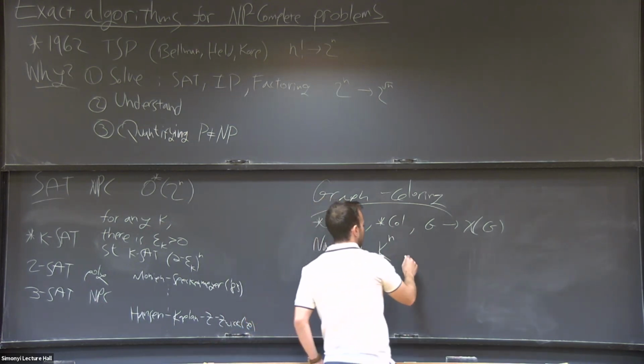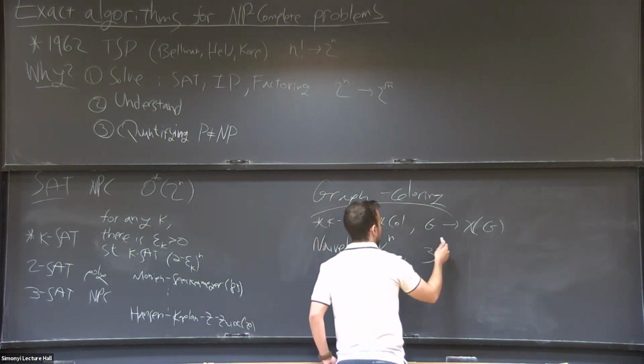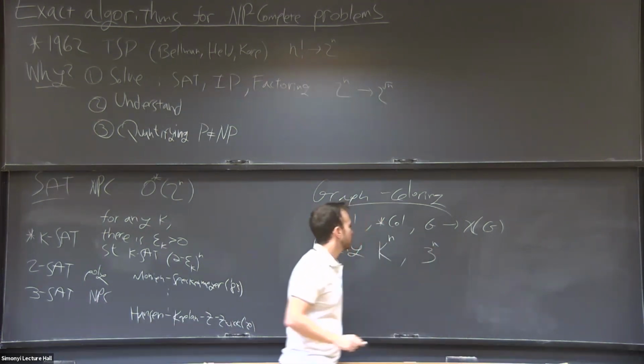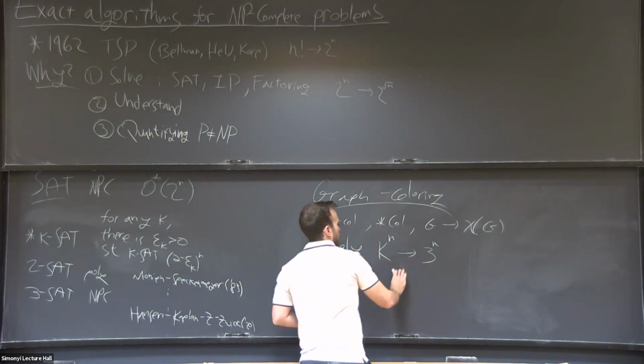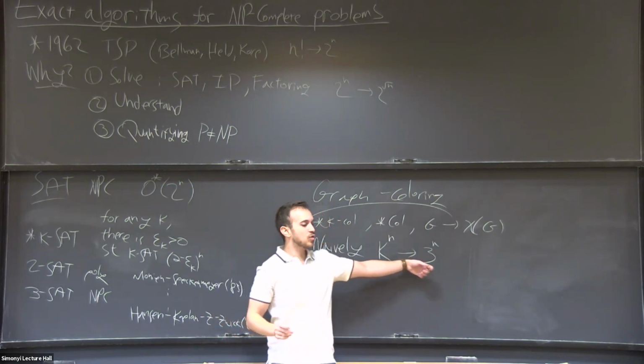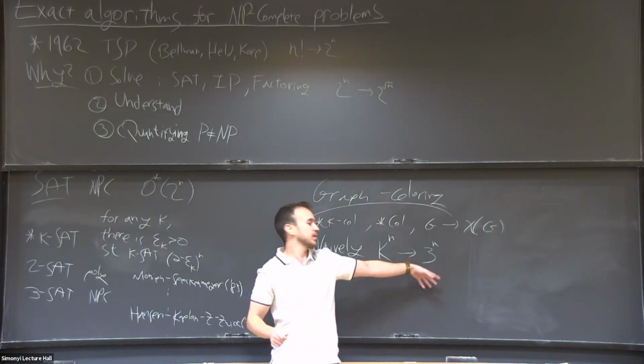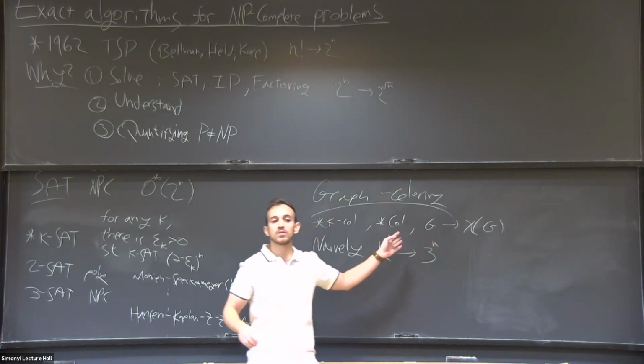It is fairly easy to see. We are going to write this down in a bit, but maybe you can think about the algorithm beforehand. It is not difficult to see that you can actually compute the chromatic number of a graph in exponential time that does not depend on n.